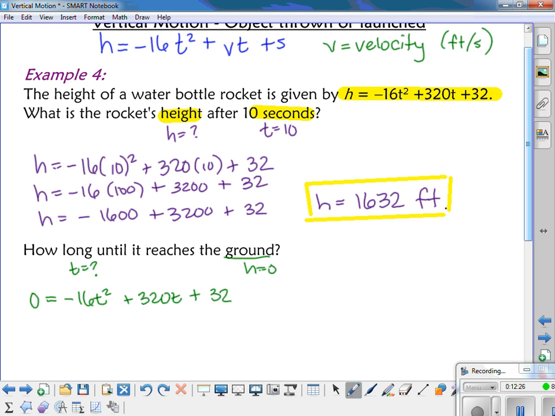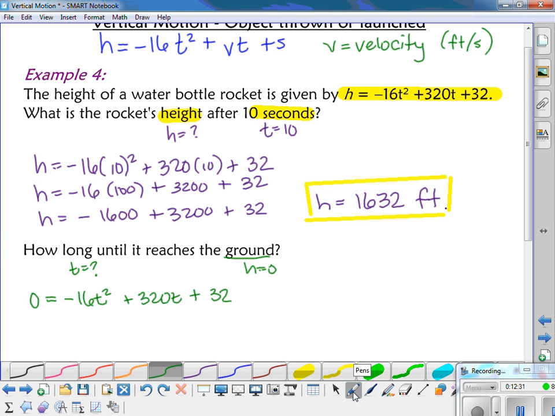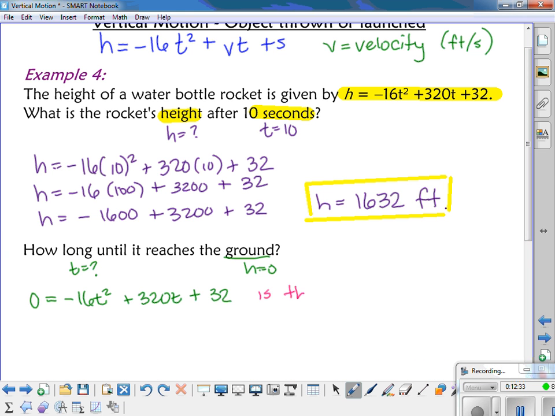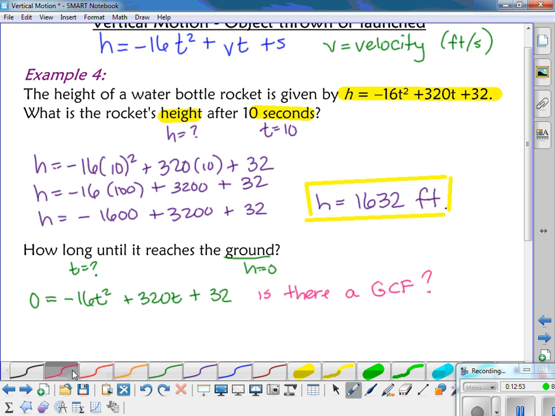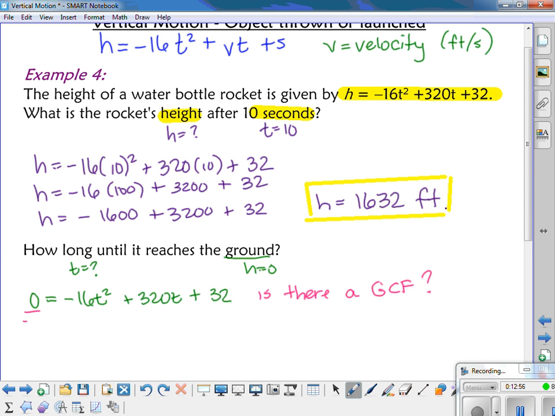So before you try to factor it, the first thing you ought to do, though, is look to see, is there a GCF? So is there a greatest common factor that I can factor out? Is there a number that goes into 16, 320, and 32? 32. Smaller? 16, right? Because of the negative 16 out front. Okay, so we're going to divide everything by, I'm going to go ahead and divide by negative 16 so I can get rid of my negative sign too. Because I don't like to have a leading term that's negative.